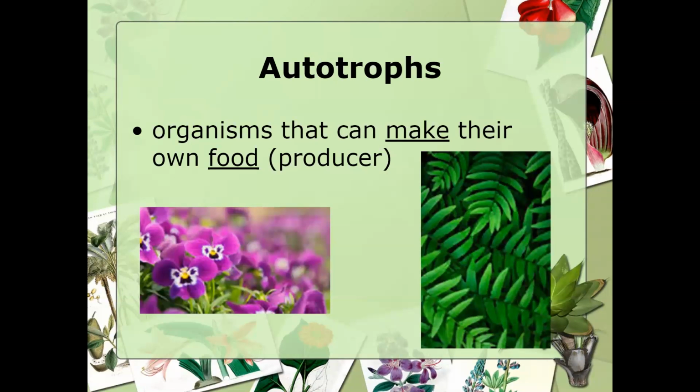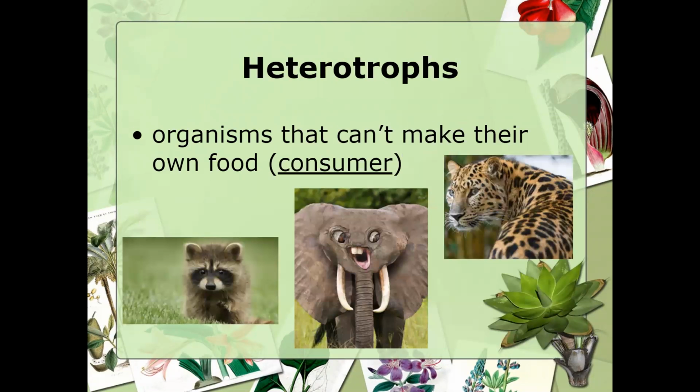So once again, review: autotrophs are organisms that make their own food, also known as producers, and heterotrophs are organisms that cannot make their own food and must eat it, known as consumers.